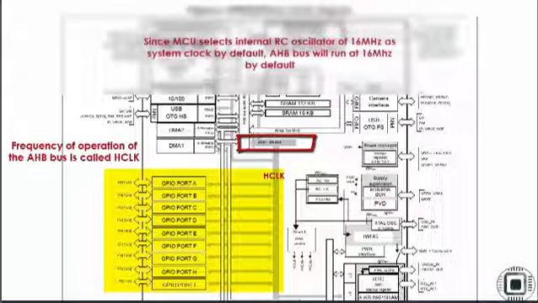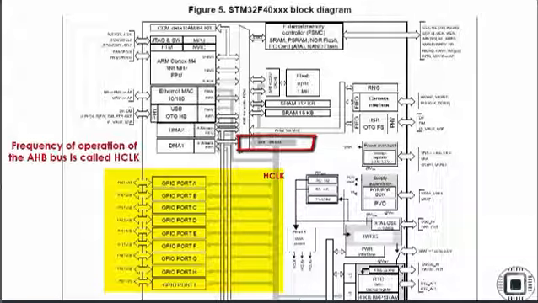In our case, AHB1 will run at 16 MHz because we are using the internal RC oscillator of 16 MHz as the system clock. By default, the peripheral clocks of almost all peripherals are disabled to save power. So it's important to enable the clock before configuring and using any peripheral.